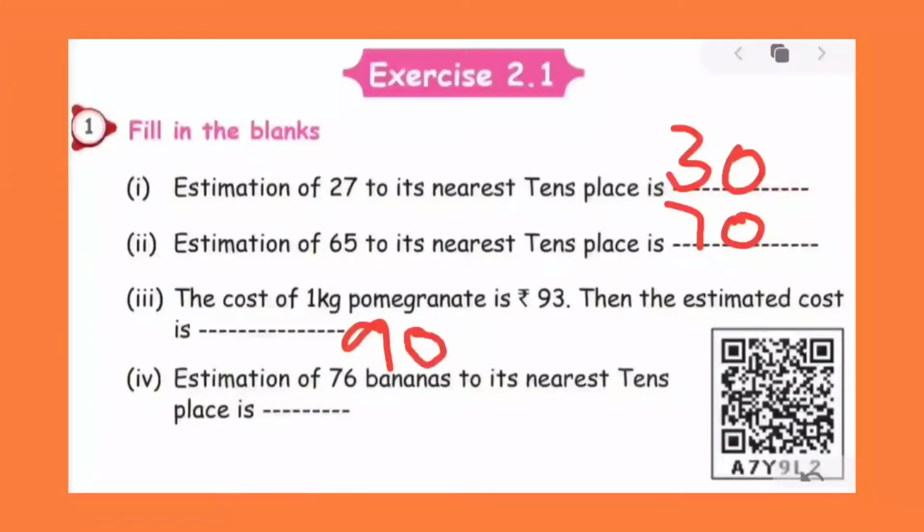Adding 0 means 90. So the estimation value of 93 is 90.